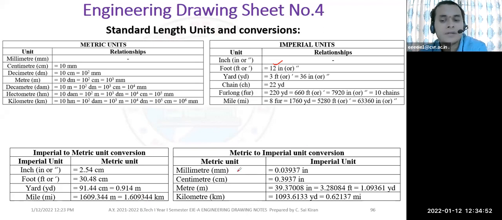1 mm equals 0.03937 inches, and 1 centimeter equals 0.3937 inches. 1 meter, same thing, whatever is mentioned. 1 kilometer equals 0.62137 miles. So in the European countries, if you see that it is 1 mile, then in Indian terms, it is this value. If you take 1 kilometer, this is the value in terms of miles.